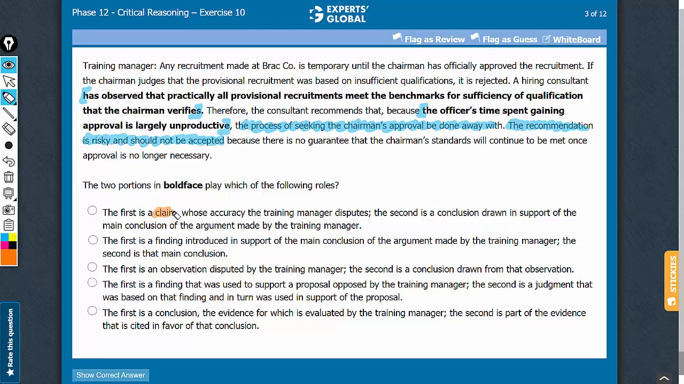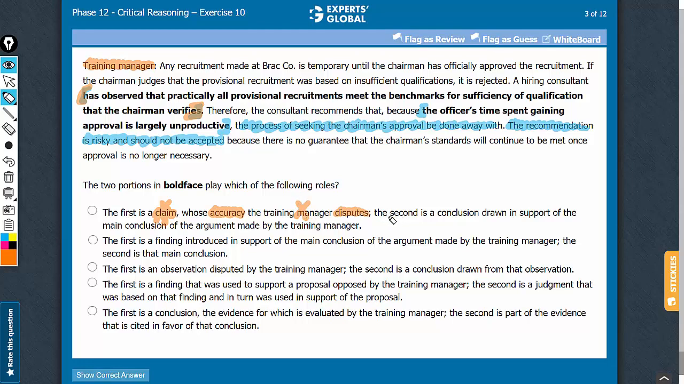So with this groundwork, let's look at the answer choices. First, cannot be called a claim. It is a concrete observation, a fact. So this term is not correct. And the accuracy of this finding is not under assessment in the argument. See, the author of this argument, the training manager, is not disputing the accuracy of the first boldface. The manager is not saying that these facts mentioned are not correct. So this part is absolutely incorrect.